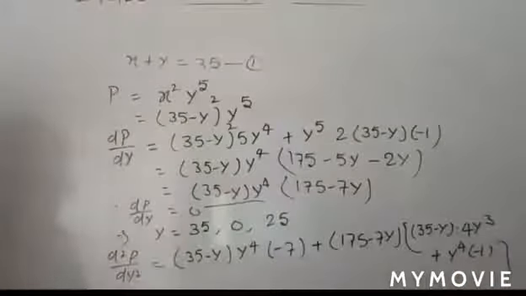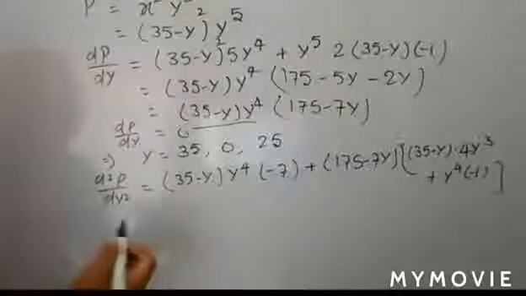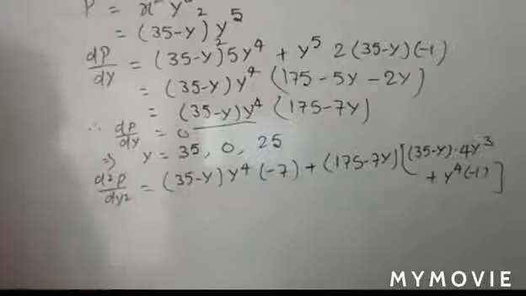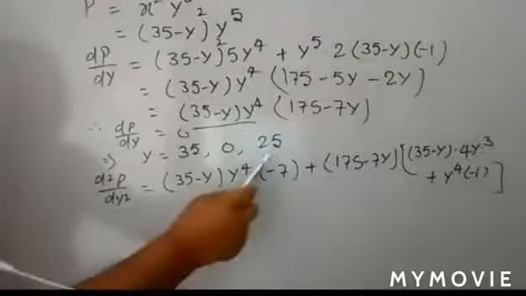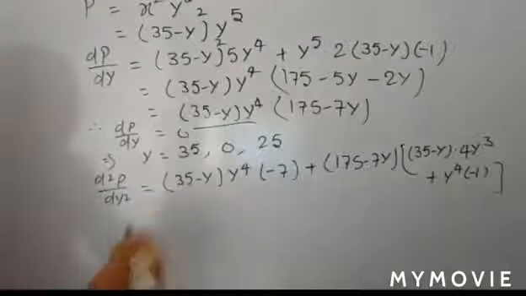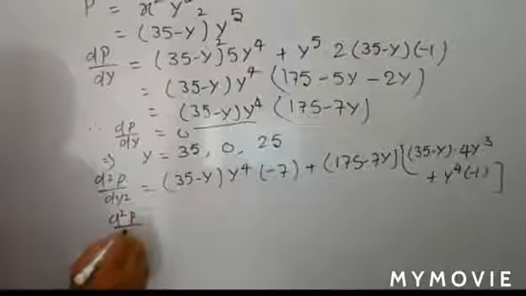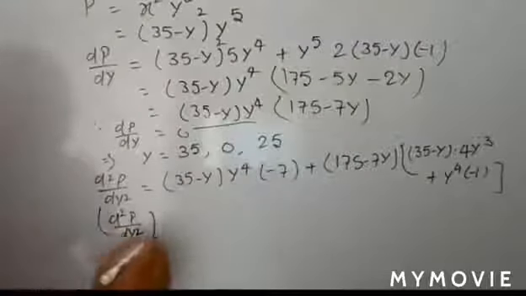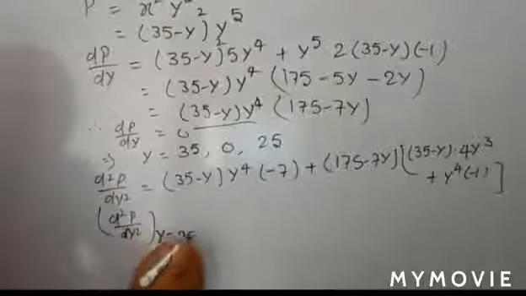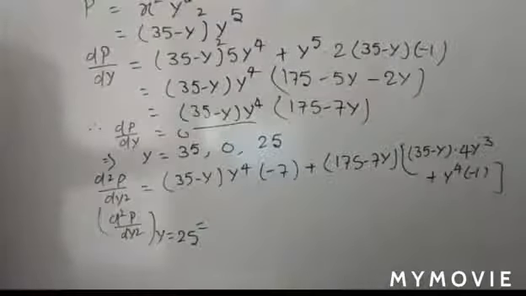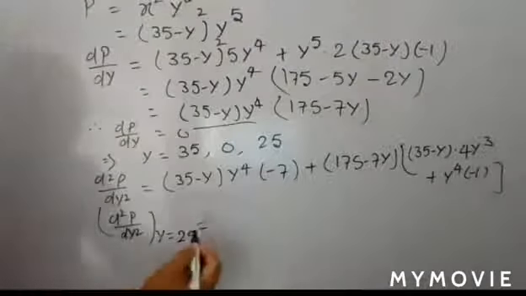In this way, here you factorize it. Now what you have to do is find the sign of the second derivative at y equal to 25. So you put it. You can write d2p upon dy2 at y equal to 25. Check its sign. How do you check its sign? By putting y equal to 25.